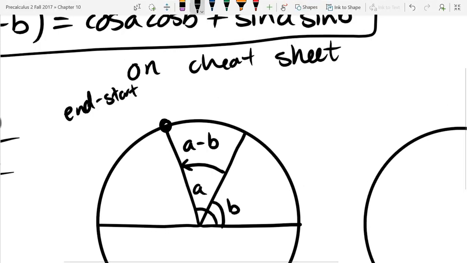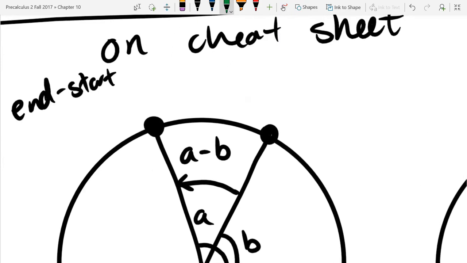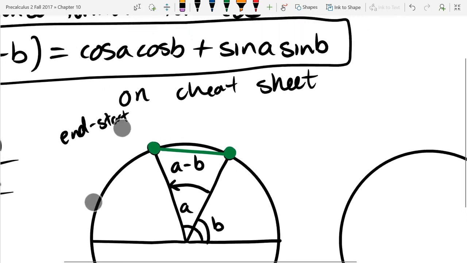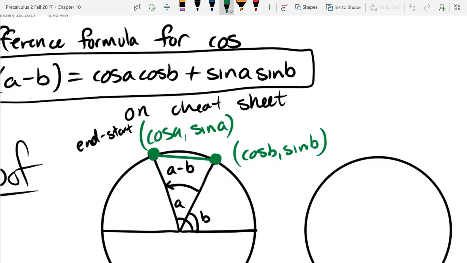Now we're going to look at points on the unit circle, and we're going to look at one distance. This distance is super important, so I'm going to use a green pen for this distance right here. We're going to write down the coordinates of the first point. The coordinates of the first point are cos A, sine A. That's the first point. The second point is cos B, sine B. These are just the xy coordinates on the unit circle at those two angles.